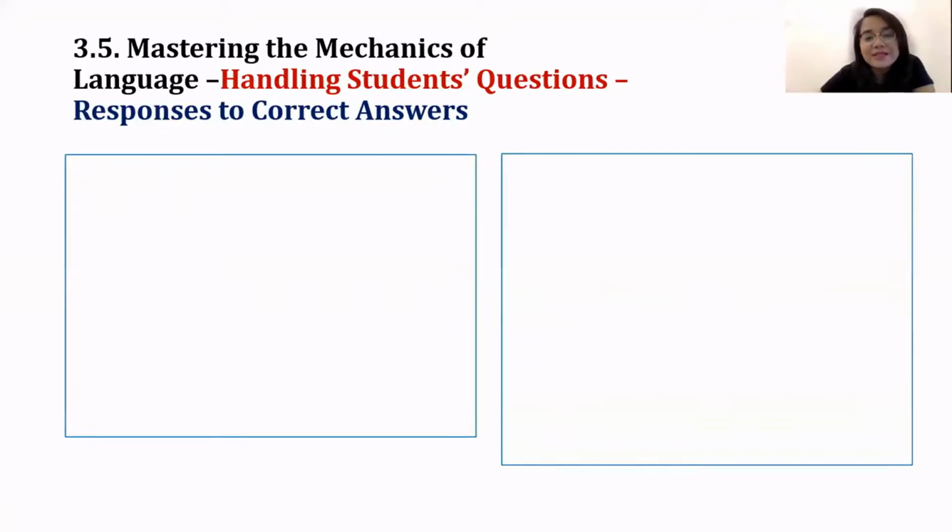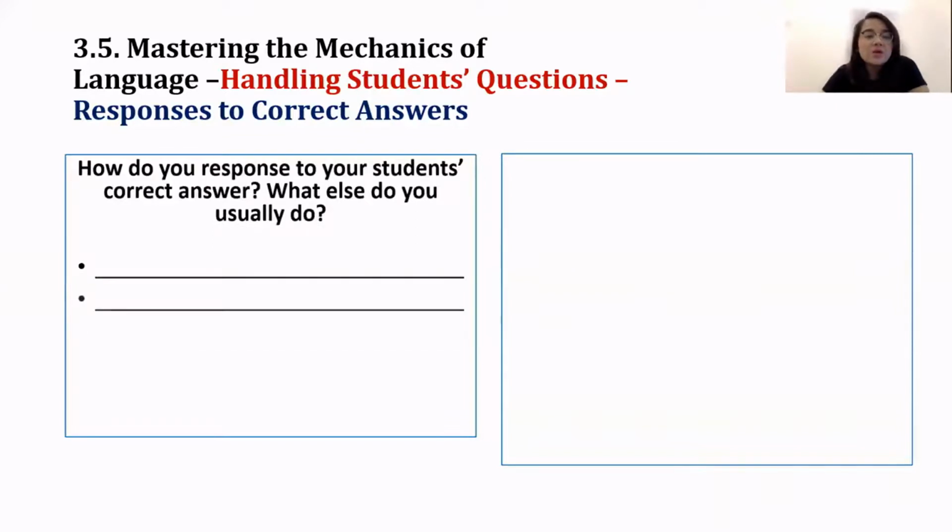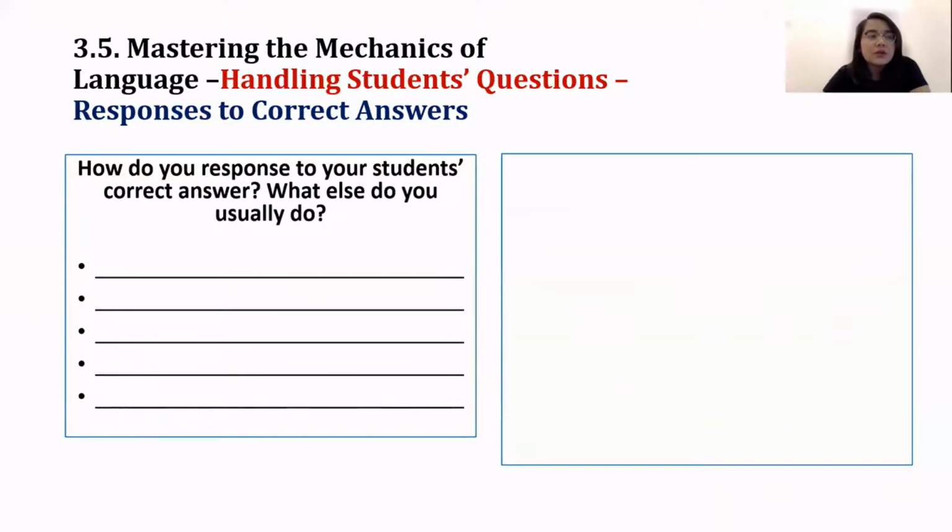responses to correct answers. So students can provide you with correct answers and also incorrect answers, right? This part is for correct answers. The next one is for incorrect answers. Now let's start from the correct answer first. How do you respond to your students' correct answer? And what else do you usually do? This question means, in addition to saying something to respond to the correct answers from our students, do you have other things that you do to respond to the correct answers?